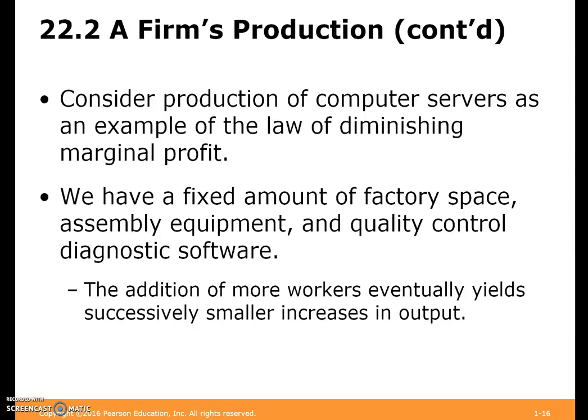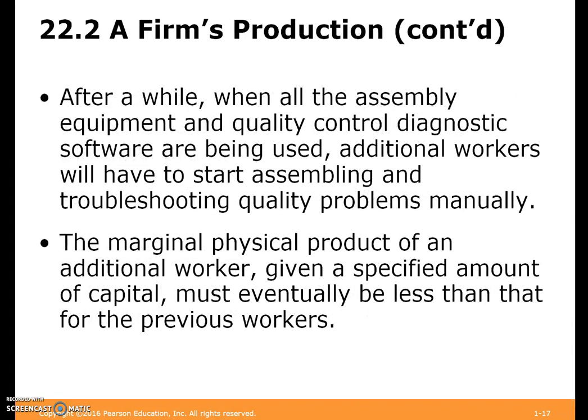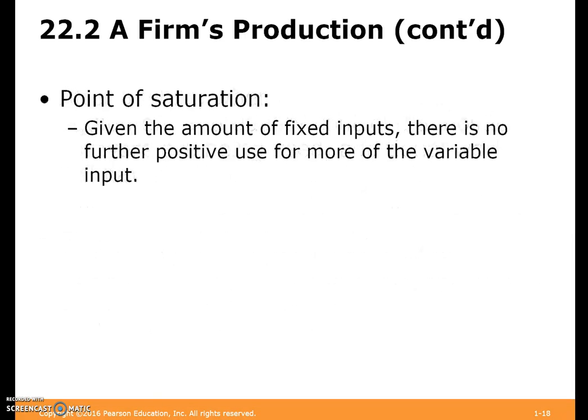So this is an example. Consider production of computer servers as an example of the law of diminishing marginal product. We have a fixed amount of factory space and assembly equipment and quality control diagnostic software, but the addition of more workers eventually yields successively smaller and smaller outputs, right? After a while, when all the assembly equipment and quality control diagnostic software are being used, additional workers will have to start assembling and troubleshooting quality problems manually. They may get slower. They're not as good as the software. They're not as fast as the software. The marginal physical product of an additional worker, given a specified amount of capital, must eventually be less than that from the previous worker. There's some point of saturation, some sort of bliss point. Given the amount of fixed inputs, there is no further positive use for more of the variable input.